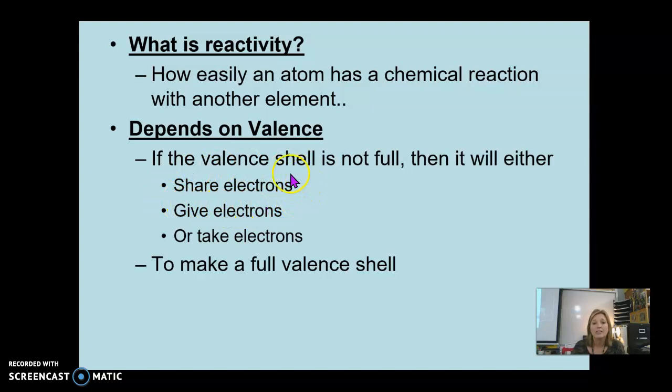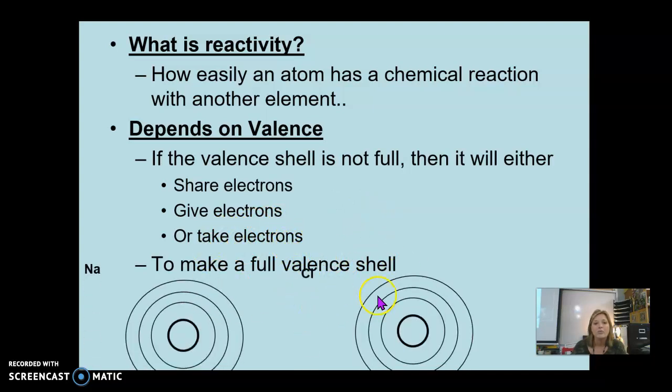Sometimes those valence electrons will share to make our full valence shell. Sometimes they will give their electrons to another element so that it will be a full shell, or sometimes they take them. But we really want to make a full stable orbital shell. So let's review what we've learned.